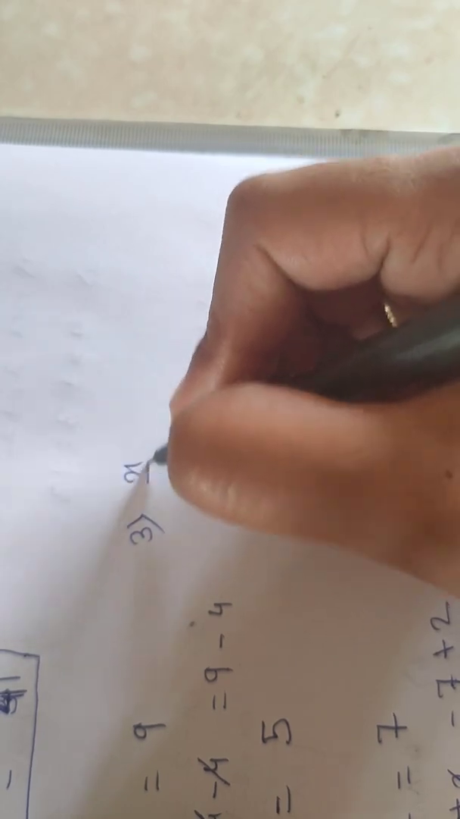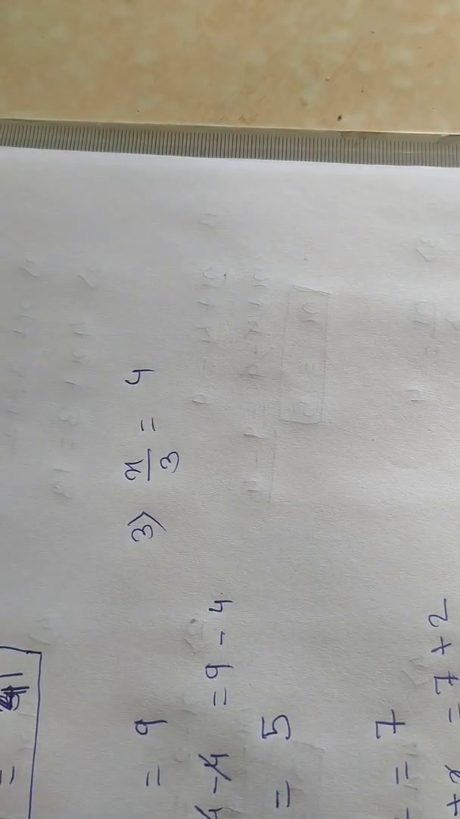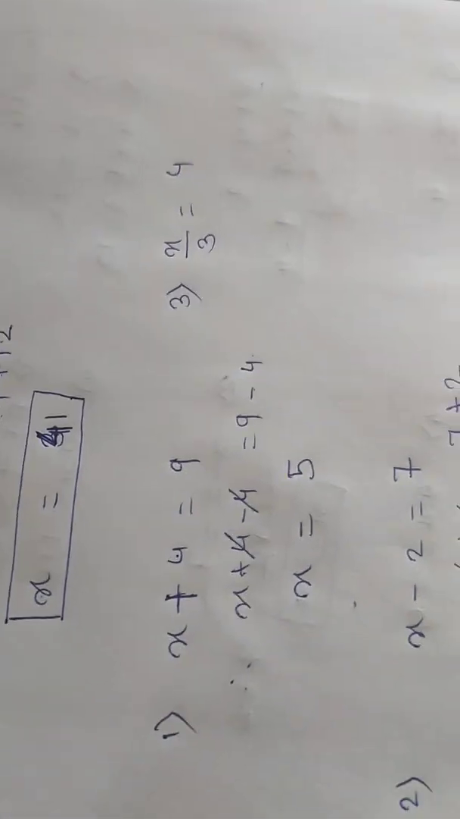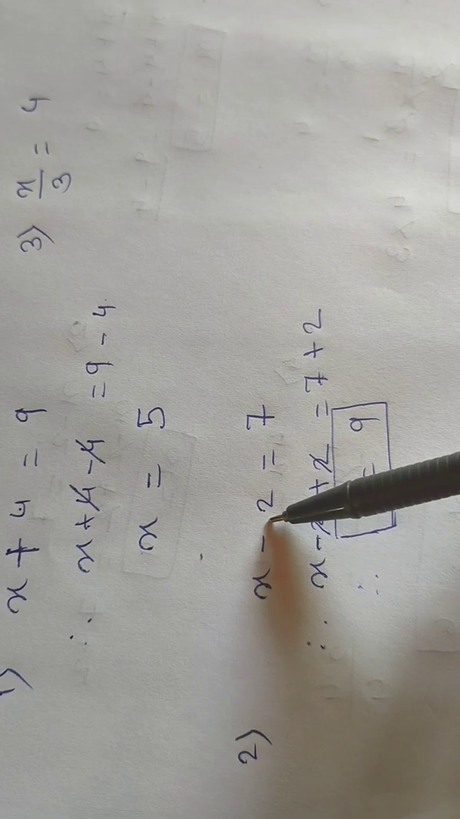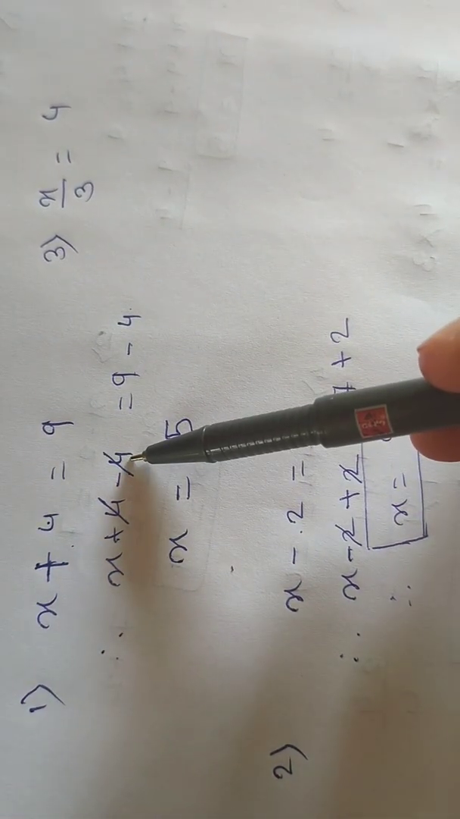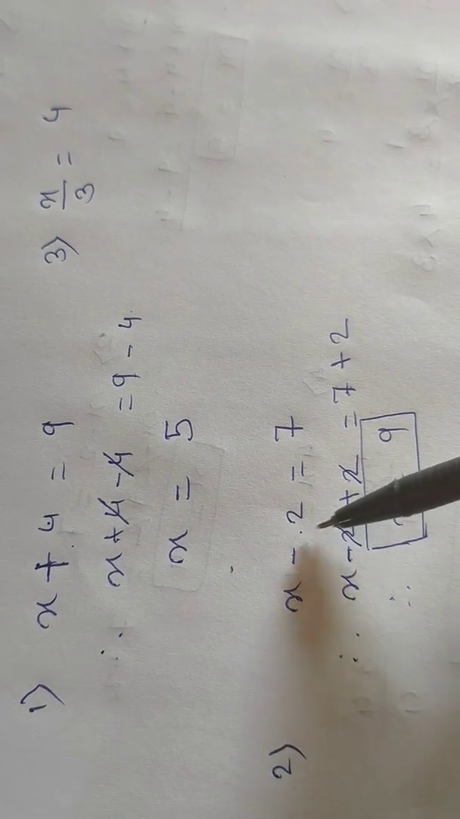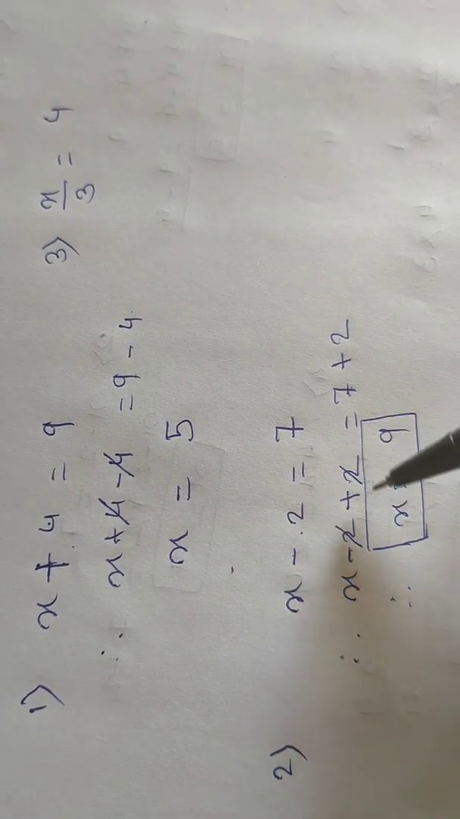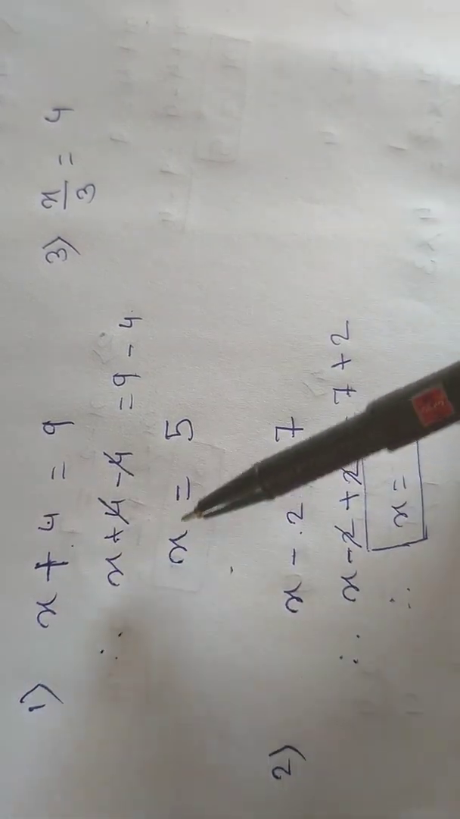X upon 3 is equal to 4. Now pay attention. We had addition here and subtraction here. For addition, who helps? Subtraction helps. For subtraction, who helps? Addition helps. So that we can make the values here 0 and only the value of x is found. Here also only the value of x is found.